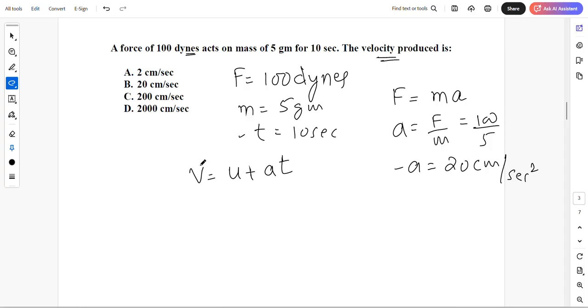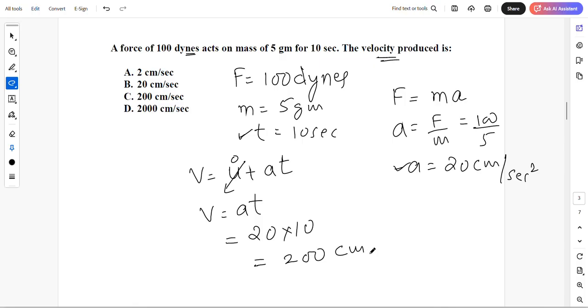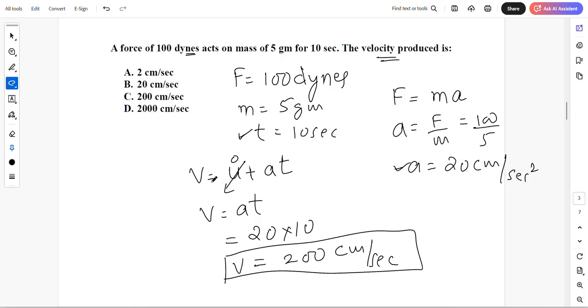Now we are supposed to calculate velocity. I will assume initial velocity as 0 here. Therefore, V is equal to A into T. V is equal to 20 into 10, that is equal to 200 centimeter per second. Hope you have understood this one. This is the first equation of motion.